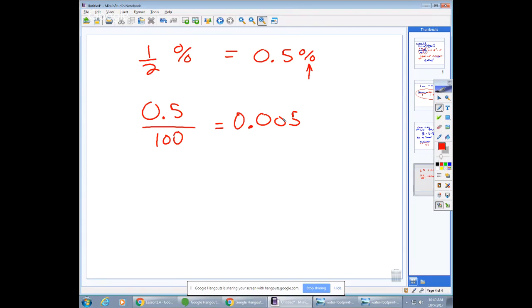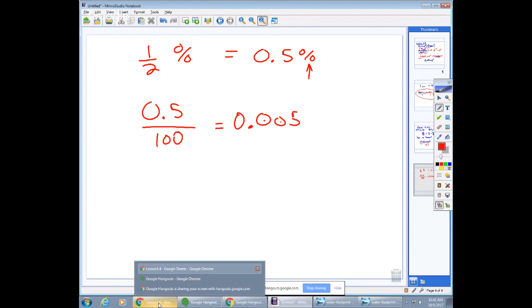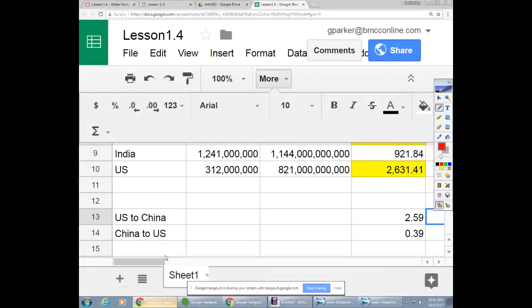Okay, so just warming up to that, 0.5% would be the same as 5 thousandths. So half a cent, right, for every dollar I put in the bank. Not much. Okay, so just a little review of fractions, decimals, and percents. We'll do more throughout the next couple of weeks. All right, back to work.